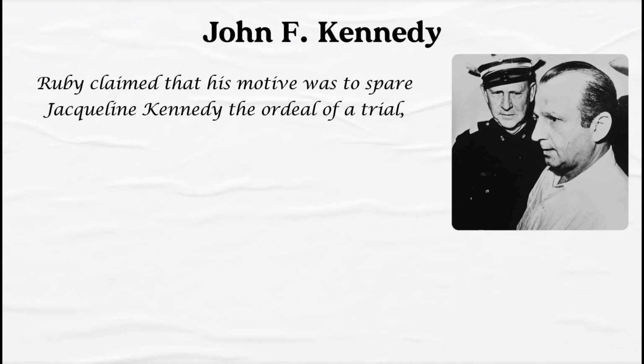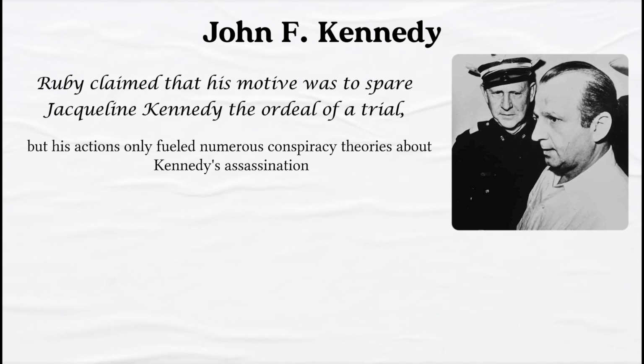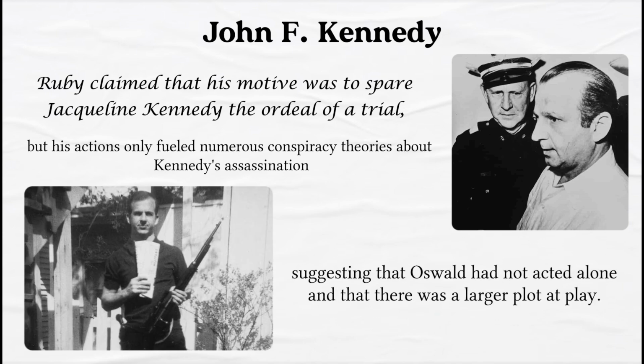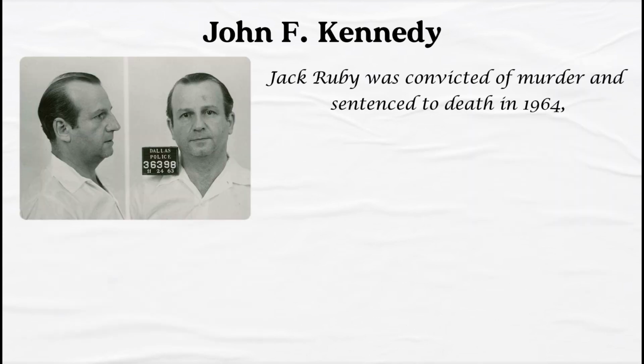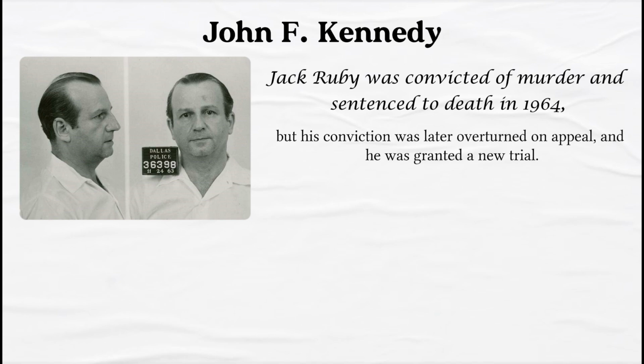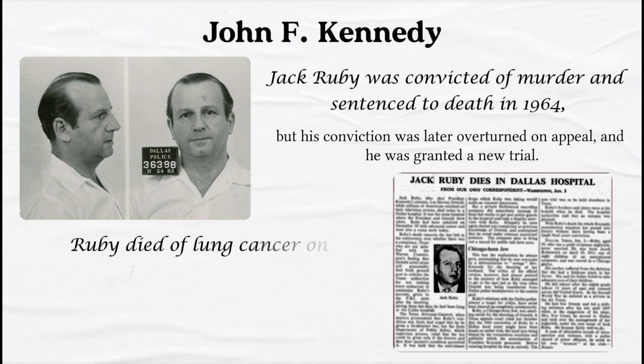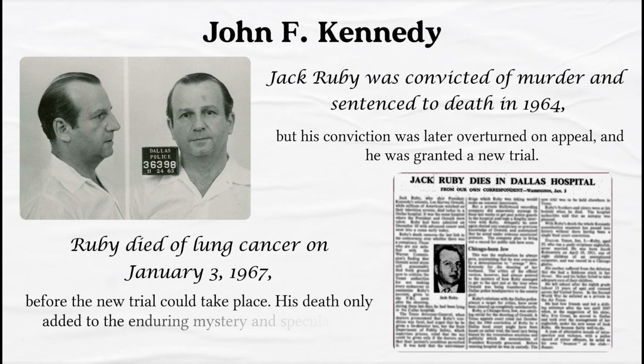Ruby claimed that his motive was to spare Jacqueline Kennedy the ordeal of a trial, but his actions only fueled numerous conspiracy theories about Kennedy's assassination, suggesting that Oswald had not acted alone and that there was a larger plot at play. Jack Ruby was convicted of murder and sentenced to death in 1964, but his conviction was later overturned on appeal, and he was granted a new trial. However, Ruby died of lung cancer on January 3, 1967, before the new trial could take place. His death only added to the enduring mystery and speculation surrounding the events in Dallas.